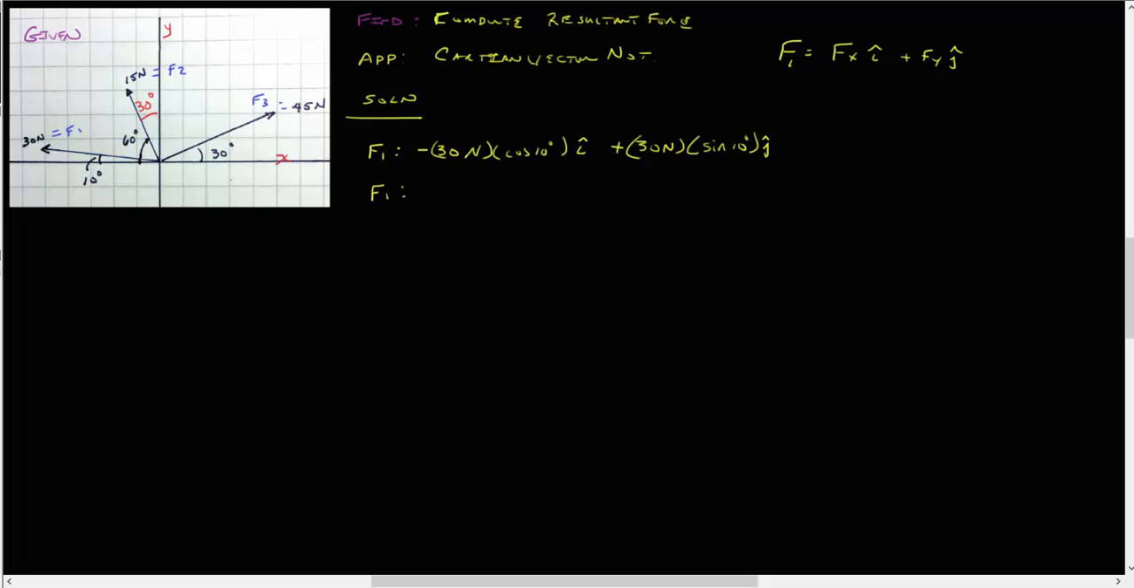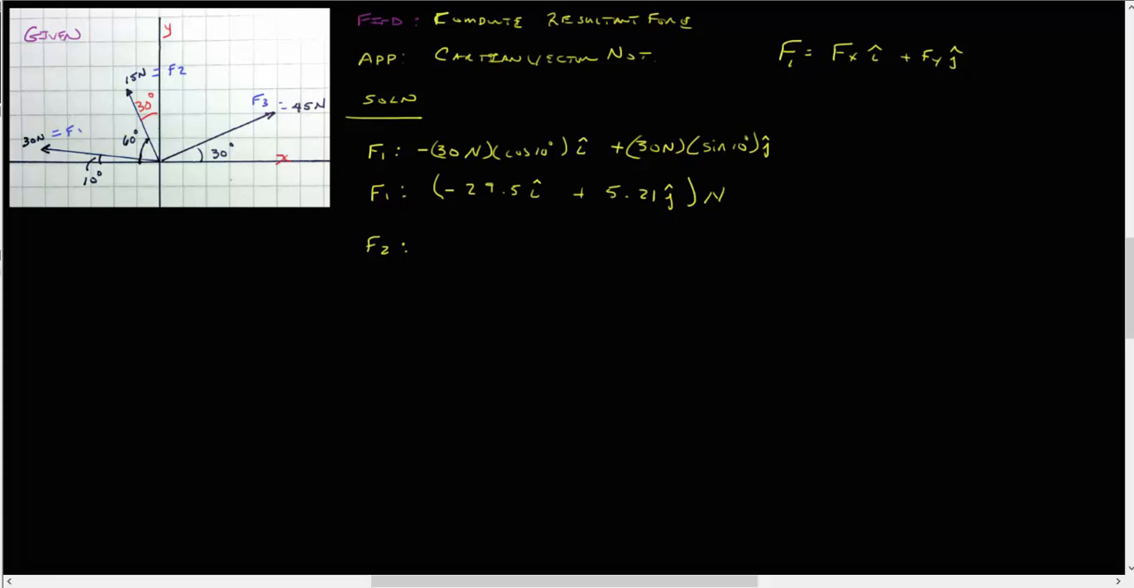Throwing these into my calculator, I came up with negative 29.5 i plus 5.21 j. And these are all in newtons. Please don't forget units. Units are so important. Force 2 then. If you would, you should pause the video, write it out, and then come back to the video to see if you have it correct.